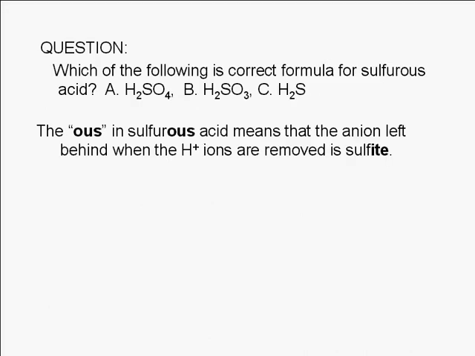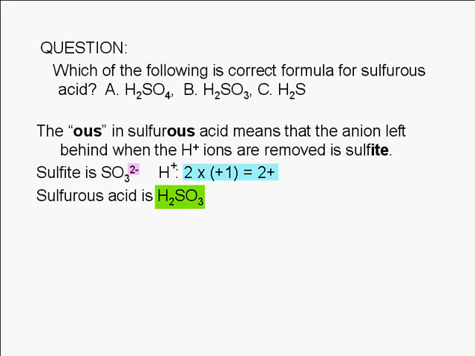The us in sulfurous acid means that the anion left behind when the hydrogen ions broke off from the molecule is sulfite. The formula for sulfite is SO3 with a -2 charge. Since a molecule of sulfurous acid is neutral, the molecule must have lost 2 hydrogen ions. The charge of 2 hydrogen ions is 2 times +1, and 1 sulfite ion add up to 0. Therefore, the formula of sulfurous acid is H2SO3. The correct answer is choice B.